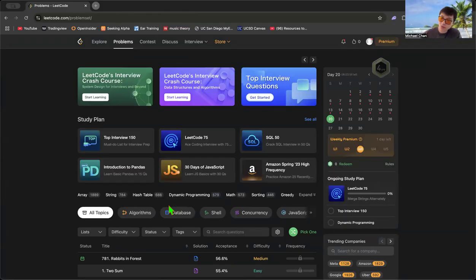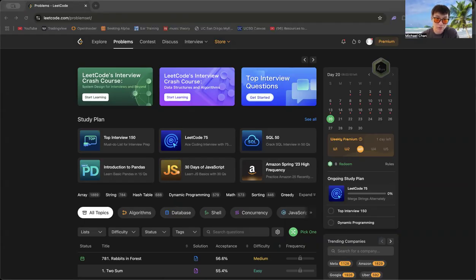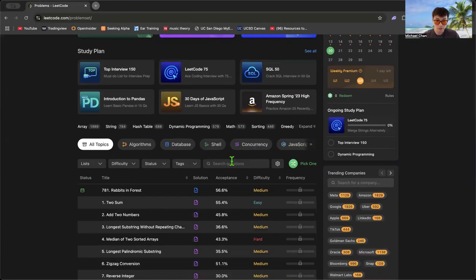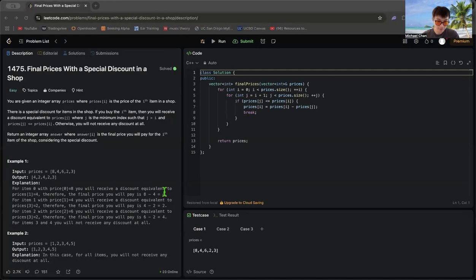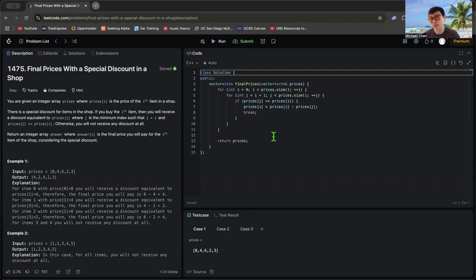So right now, I want to go through two things. I want to walk through 1475, Final Prices With a Special Discount, and the stack solution. I came up with a solution, but it's not the stack solution, so I want to step through it. And another one that I want to do is 496, Next Greater Element One. Again, for that one, I came up with a solution, but it's not the stack solution.